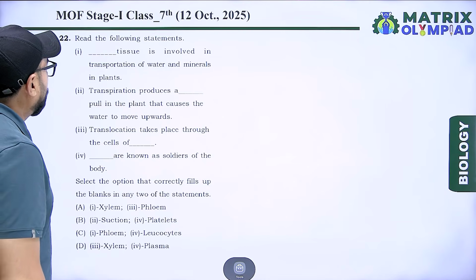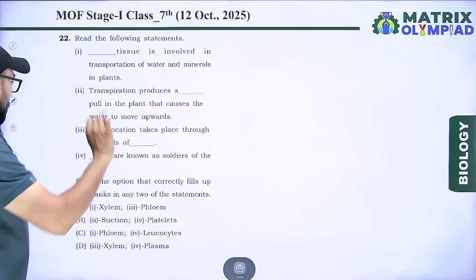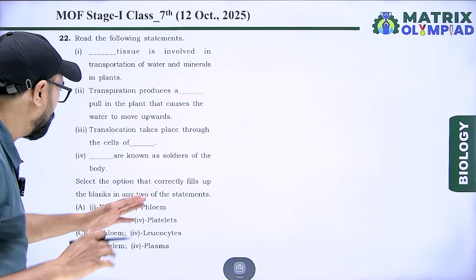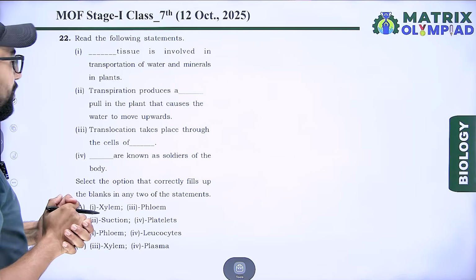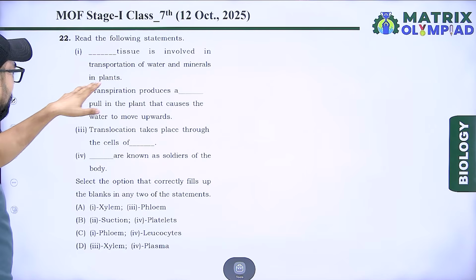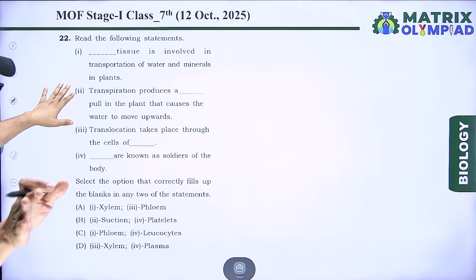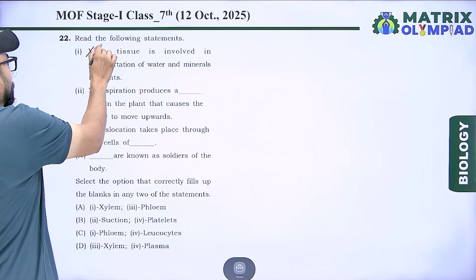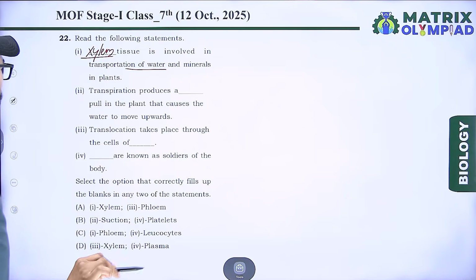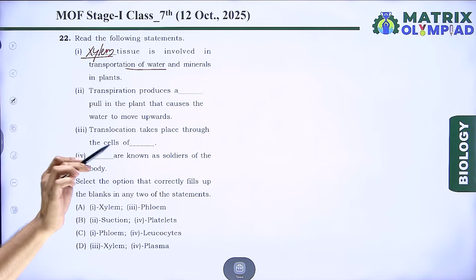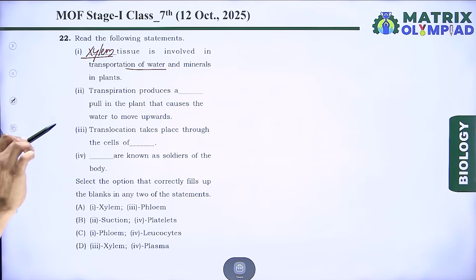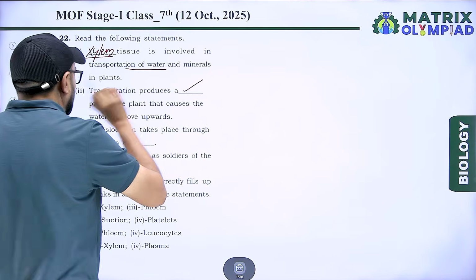Next, read the following statements. 1, 2, 3, 4. Select the option that correctly fills up the blank in any two of the statements. First, dash tissue is involved in transportation of water and mineral in plant. Water and mineral in plant, that is xylem. Xylem helps in conduction of water and mineral. Transpiration produces a pull in the plant that causes the water to move upward. That is a pressure, suction pressure.